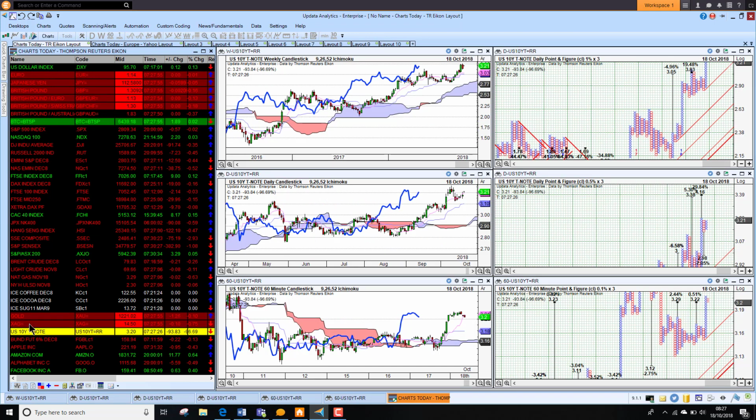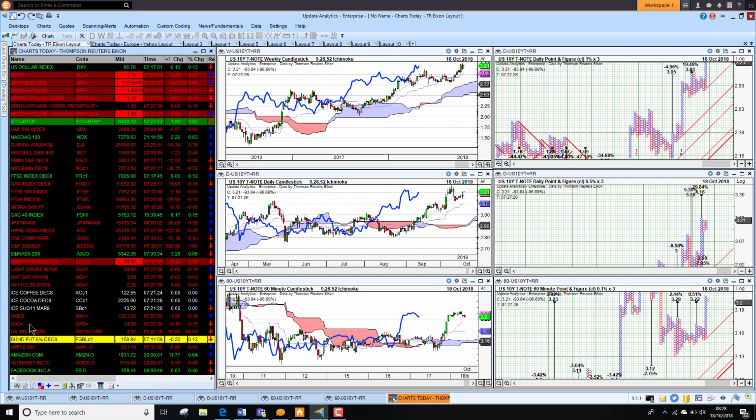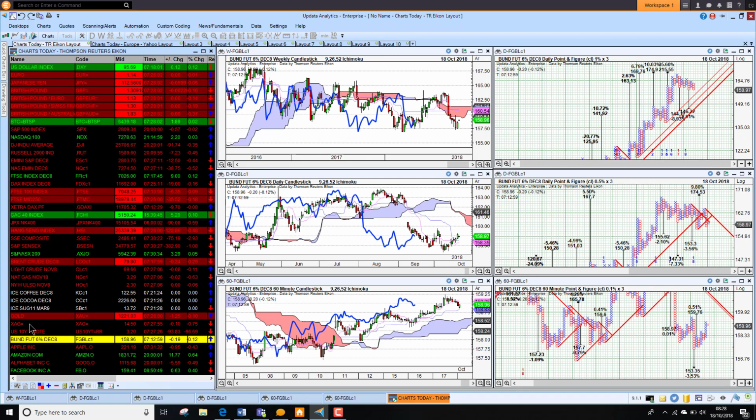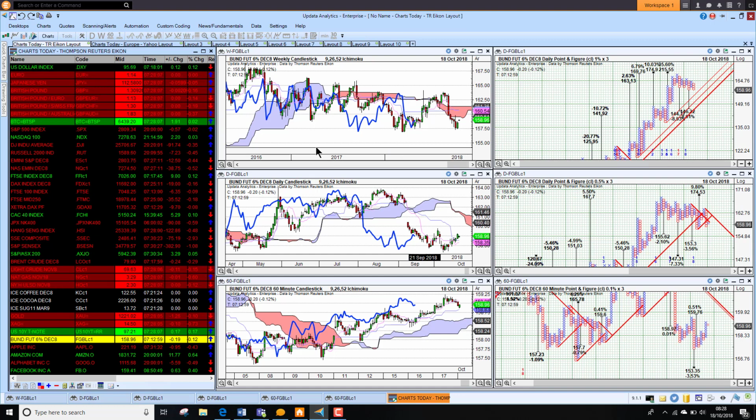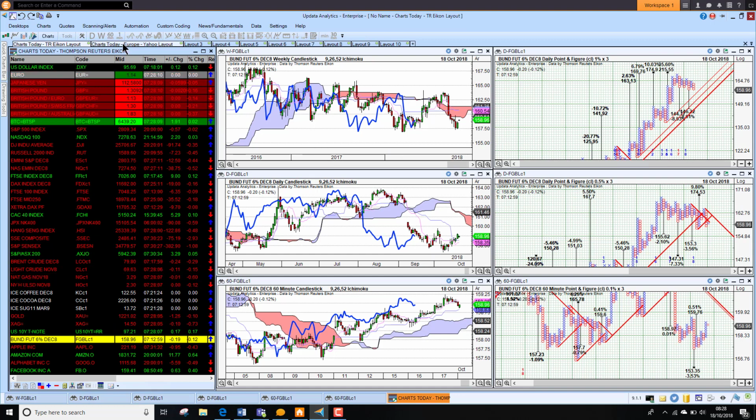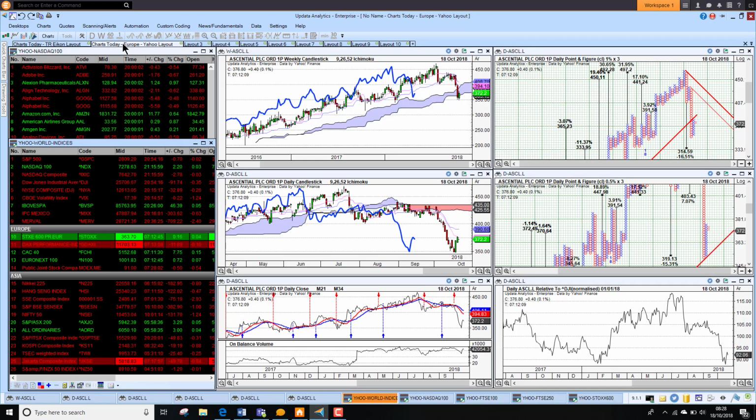US 10-year yields jumped on those Fed comments yesterday, sitting at 3.21%, and German bonds falling this morning as a result. So bond markets falling, the long-term, medium-term charts pretty bearish for European bonds, which will also have a factor on equity markets. Taking a look at stock markets globally, we saw the US was down slightly.